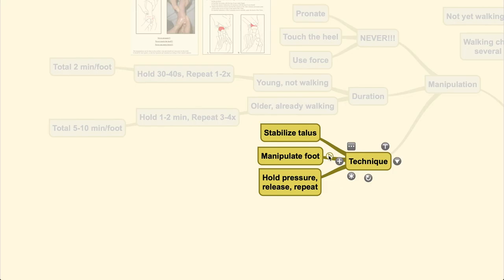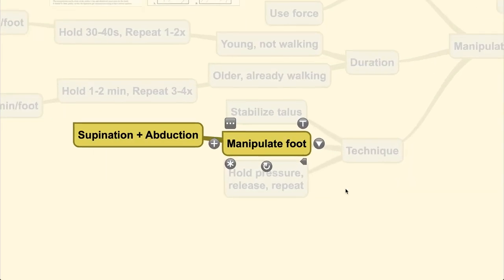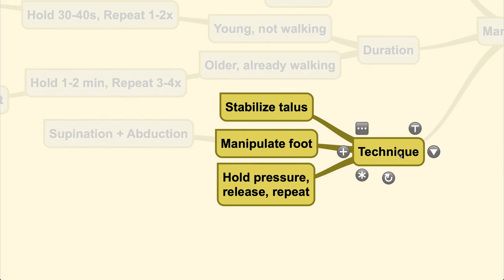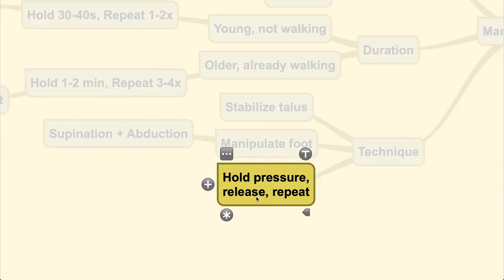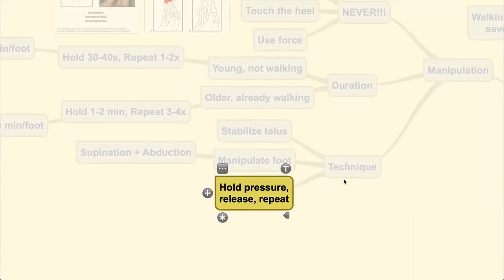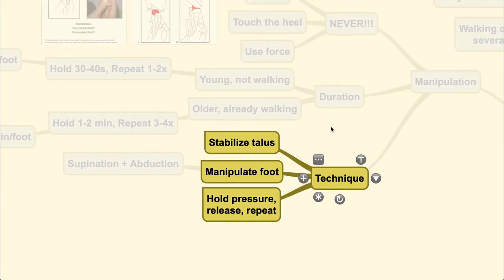Now, talking about the technique, you need to know that the basic principles of CTEV include stabilizing the talus, or using the talus as the axis of the derotation. The next is the foot manipulation, in which supination and abduction are performed. Next is to hold the pressure, release the pressure, and repeat them. That is the basic technique of foot manipulation.